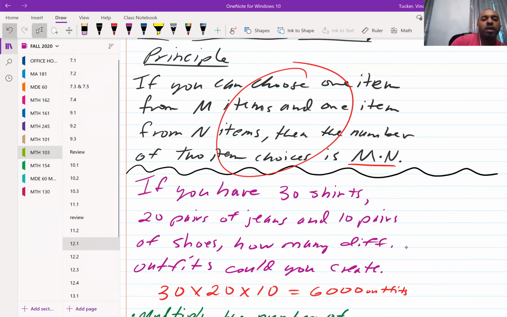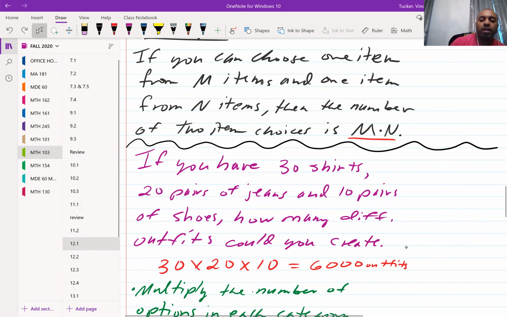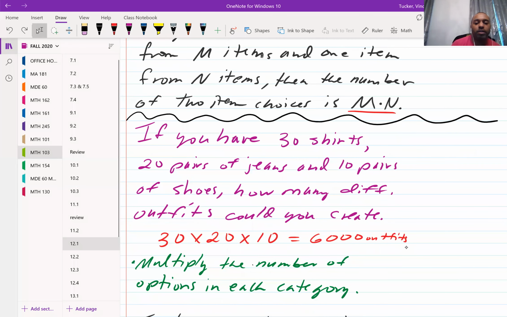Then all you do is multiply 30 times 20 times 10, which would be 6,000 outfits. So we see in the green, it says multiply the number of options in each category: 30 shirts, 20 pairs of jeans, 10 pairs of shoes. So you have 6,000 different outfits. So next time you say you didn't have anything to wear, there's probably a combination out there that you hadn't thought of yet.